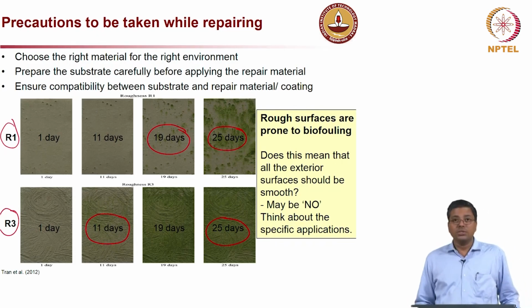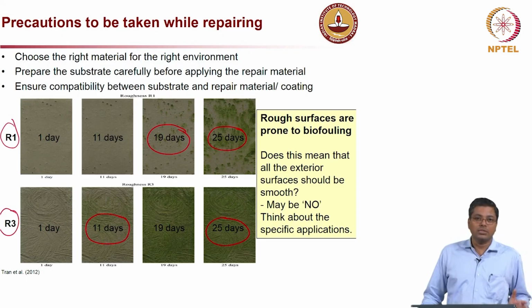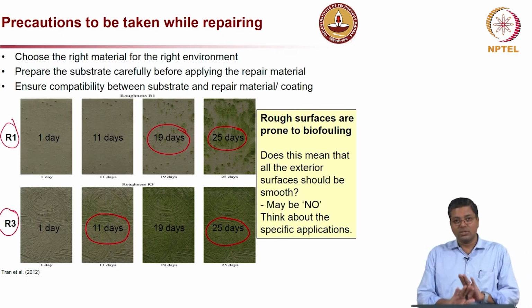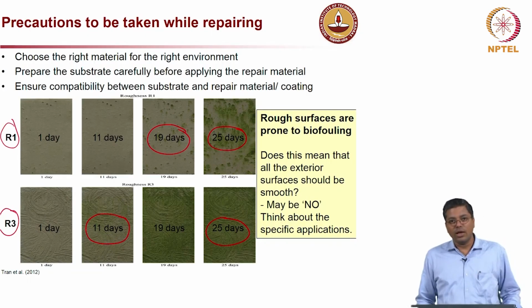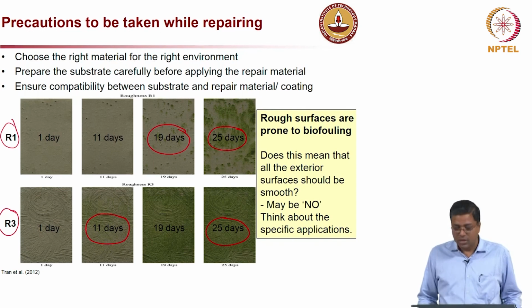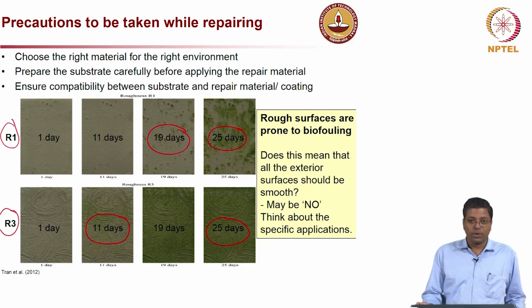Now, the question is, does this mean that all the exterior surfaces should be smooth? Maybe not. If it is smooth, it may be okay for a wall element, but if you are talking about a floor where you also walk, you may not want it to be very smooth, because people will slip; it will be a slip hazard.